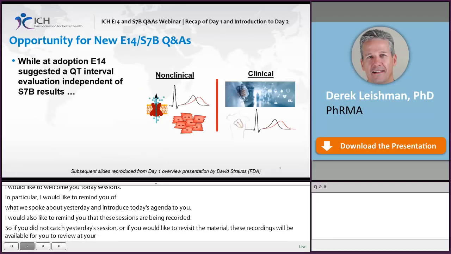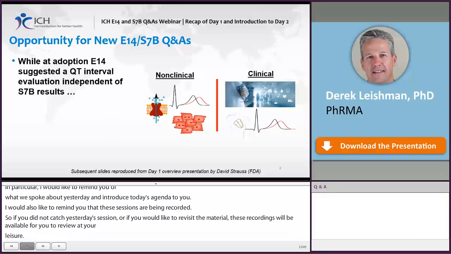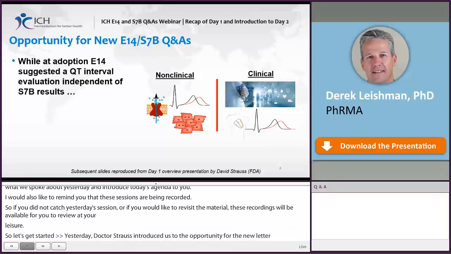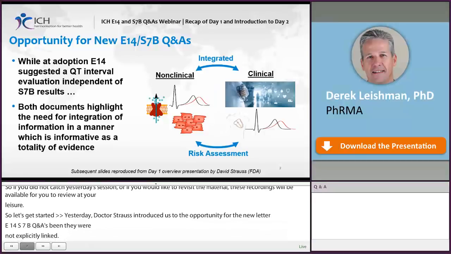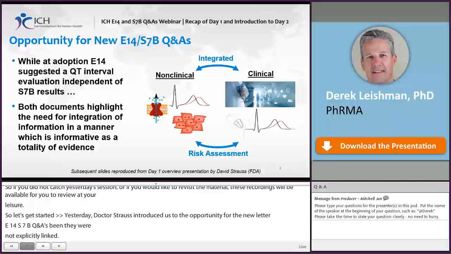Yesterday, Dr. Strauss introduced us to the opportunity for the new E14 S7B Q&As. We all appreciate that at their introduction, S7B and E14 were not explicitly linked. E14 suggested a QT interval evaluation quite independent of what the S7B results showed, despite the fact that both documents highlight the need for integration of information in a manner which helps form a totality of evidence. The guideline's been quite successful, however, it's not without some room for improvement.